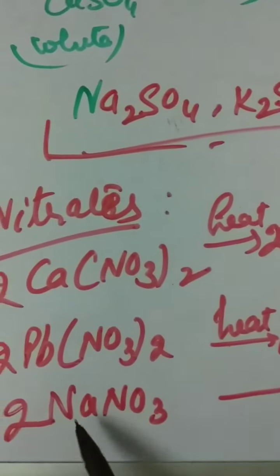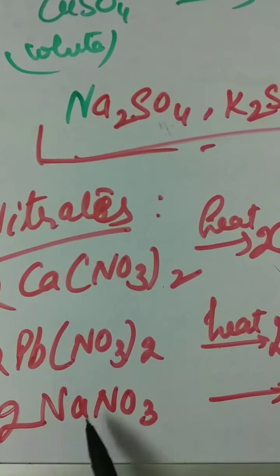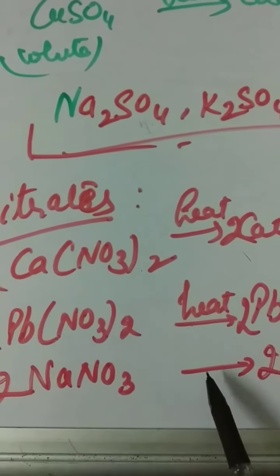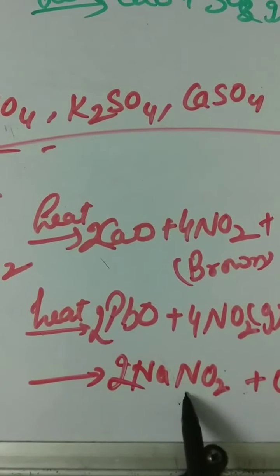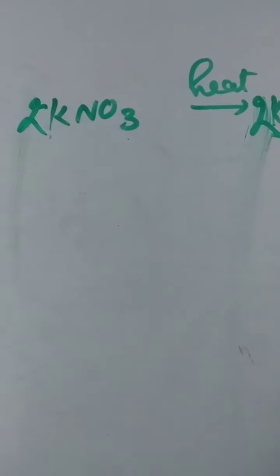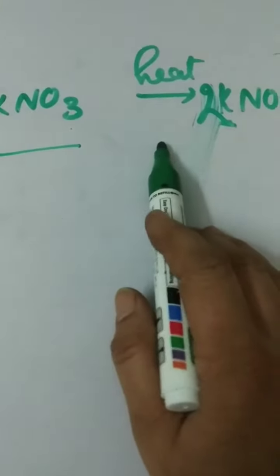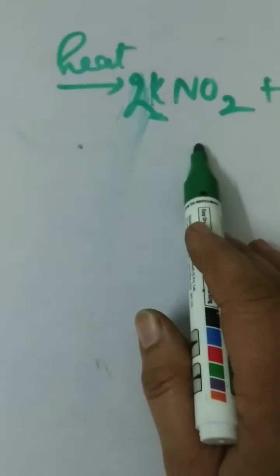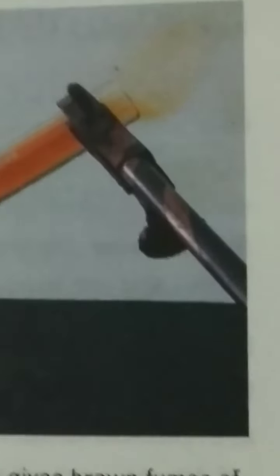But exceptional cases are there in the case of sodium nitrate and potassium nitrate. Sodium nitrate, when it undergoes thermal decomposition, gives sodium nitrite and oxygen is liberated. Similarly, potassium nitrate, when heated, gives potassium nitrite and oxygen gas is liberated.